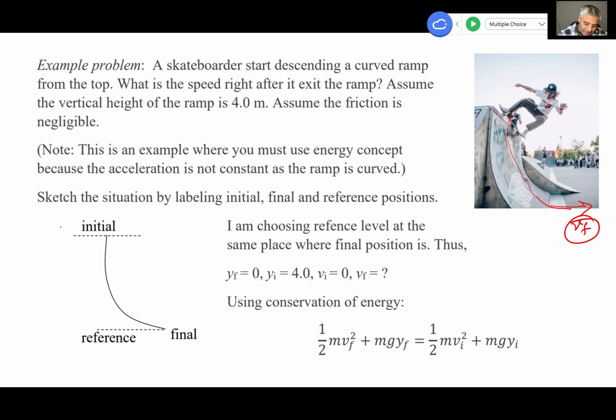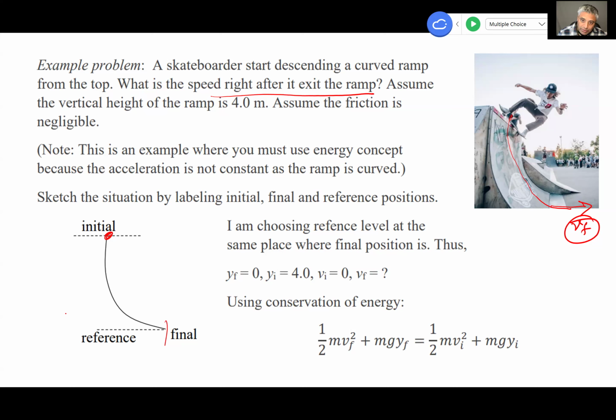So that's why we sketch the situation here. Starts from here, that's initial, and where this leaves, that's the speed we want. For us, that's going to be final. We don't know how far this person is going to go, but what we are interested in is with what speed the person exits the ramp, right? So that's why this is our final.